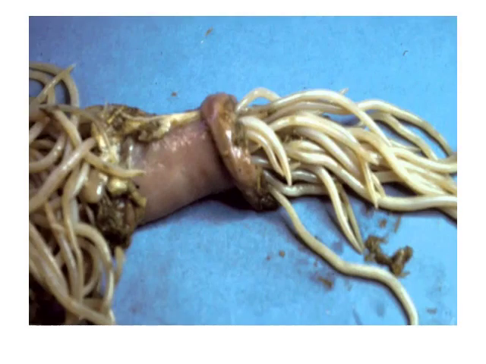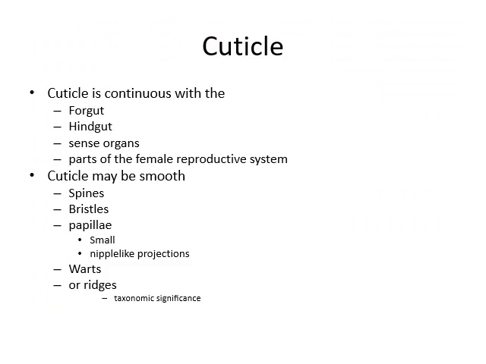Here you can see the nematodes present in the body organ of a vertebrate. Basically these are parasitic worms. Just imagine their cylindrical body, their round body, round worms. Now the cuticle. Cuticle is continuous with the foregut and hindgut, not present in the midgut portion, so absorption will be there. Sense organs also have the cuticle, and some part of the reproductive system in the female.